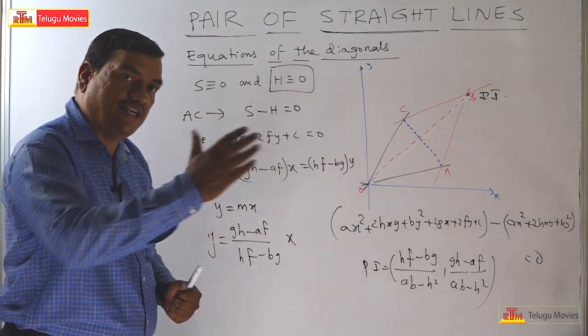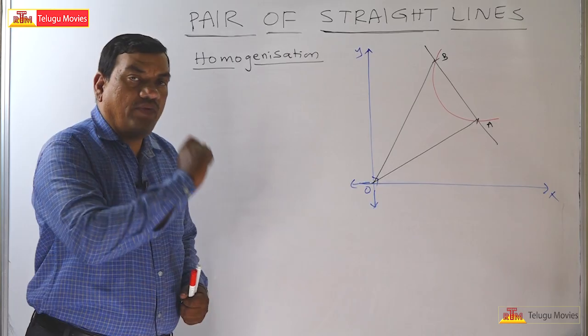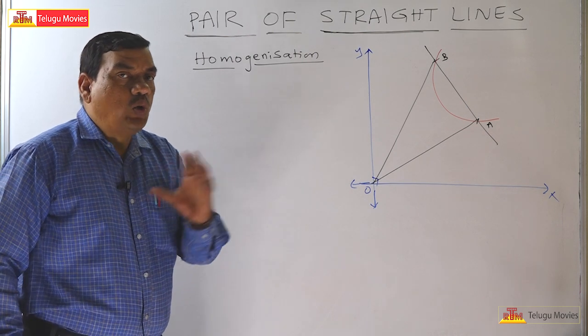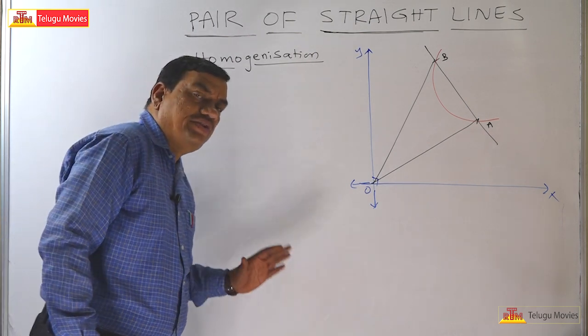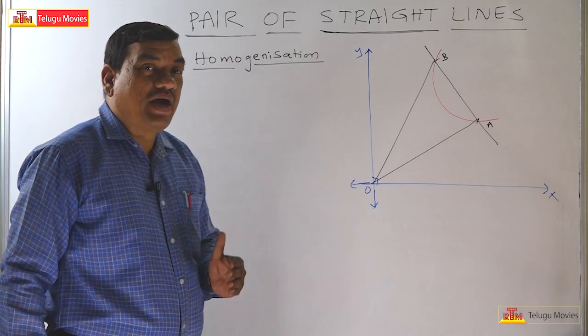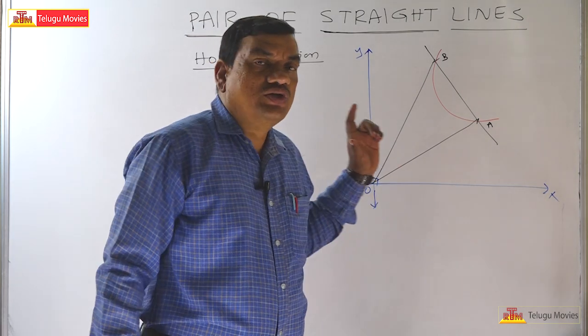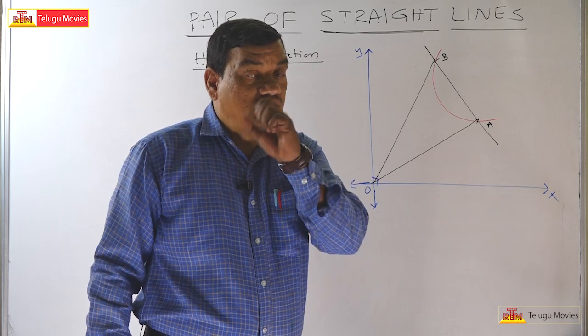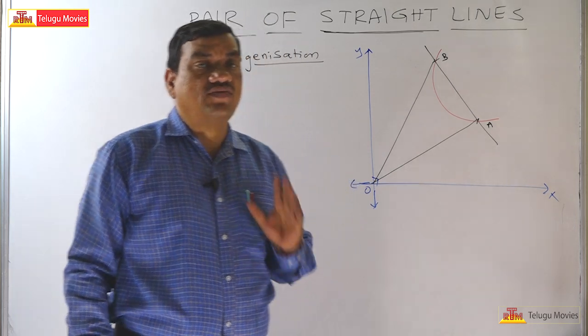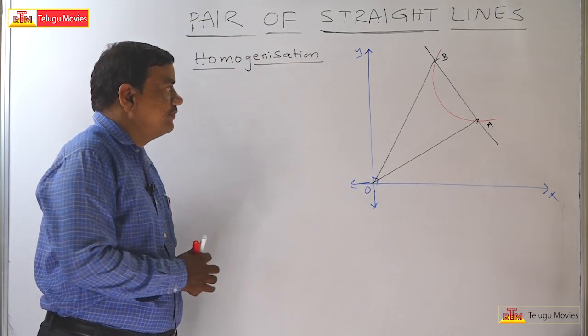Let us see the next concept. Welcome to this concept that is called homogenization. This is a very important concept. In parabola and conic sections also, sometimes you come across homogenization. What is homogenization? Let us see.